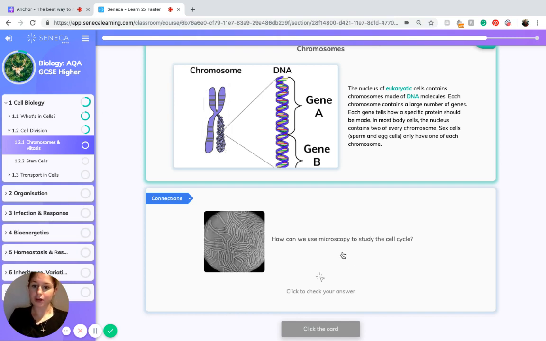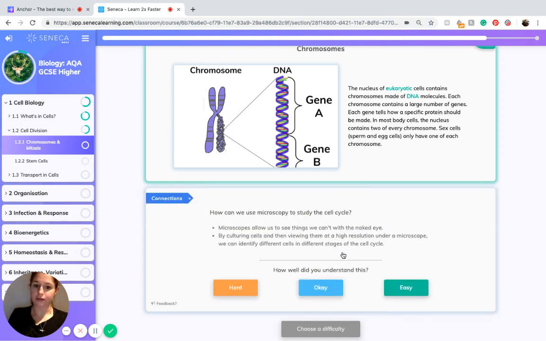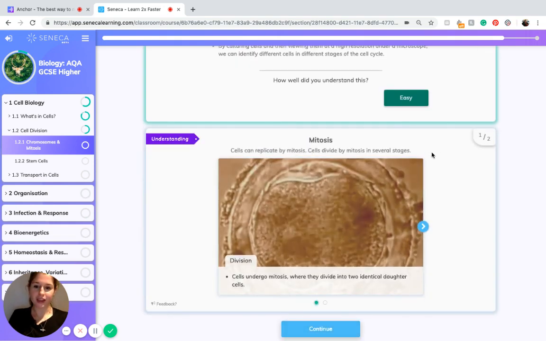So how can we use microscopy to study the cell cycle? Well, we know that microscopes allow us to see things we can't see with the naked eye. And also by culturing cells and then viewing them at a high resolution under a microscope, we can identify different cells in different stages of the cell cycle. If you'd like to know a little bit more about microscopy, then I did an episode on this recently, so you can take a listen or have a watch.